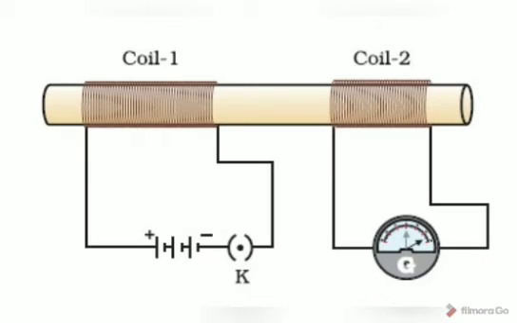As the current in the first coil changes, the magnetic field associated with it also changes. Thus, magnetic field lines around the secondary coil also change. Hence, the change in magnetic field lines associated with the secondary coil is the cause of induced current in it.